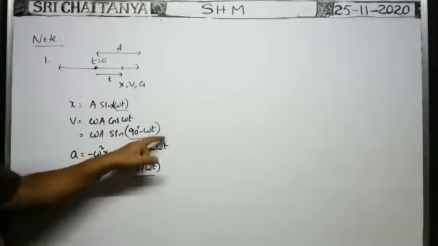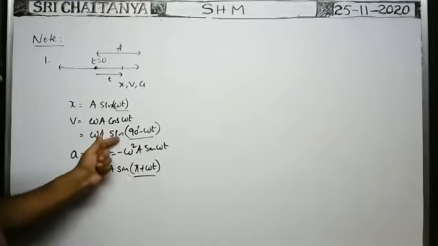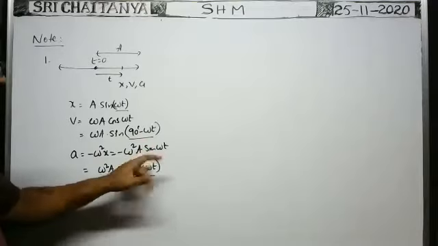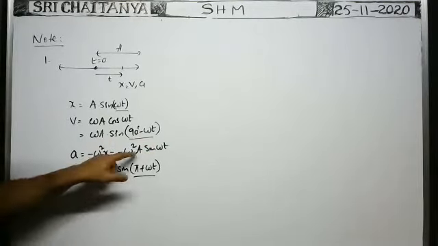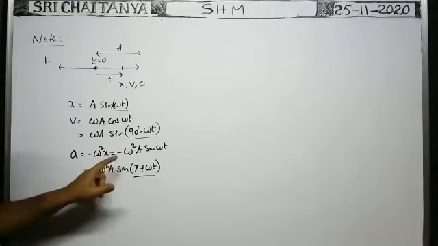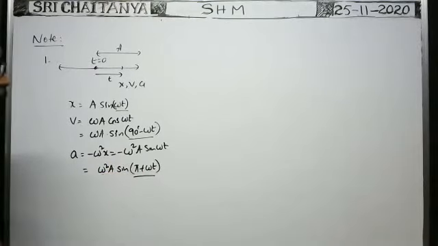But here the trigonometric function is okay. Sine omega t, it is also sine of something. But the quotient is negative. We have to convert them into a positive sign. So this can be written as omega square a into sine of pi plus omega t, no? Sine of pi plus omega t.